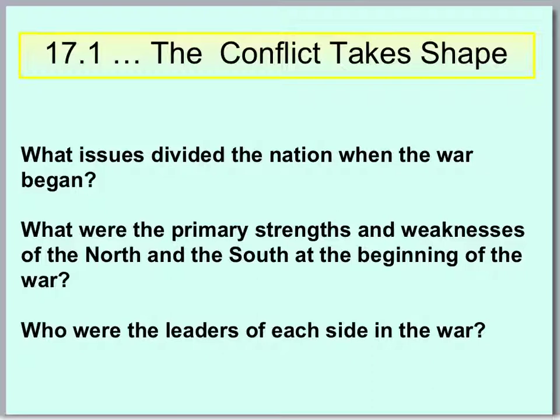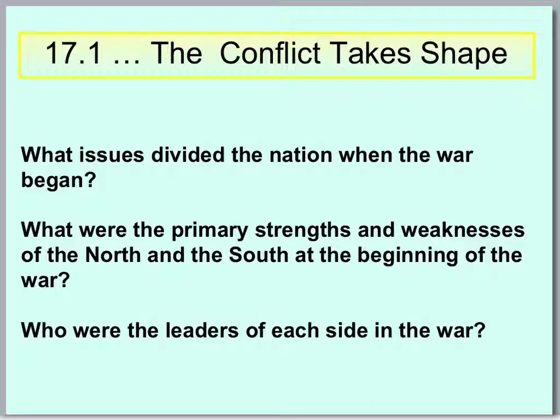Now, both sides feel that this is going to be a quick war. In fact, Abraham Lincoln has called for 75,000 troops for 90 days. That's it, because they think they're going to be able to crush the Confederacy pretty easily. Well, the South thinks the same thing, that this is going to be a pretty quick conflict. All right?